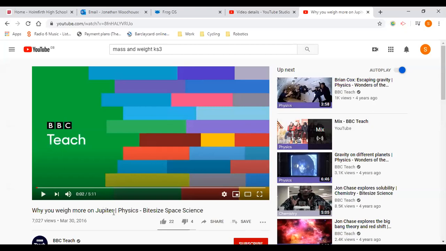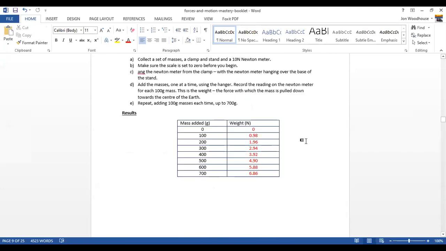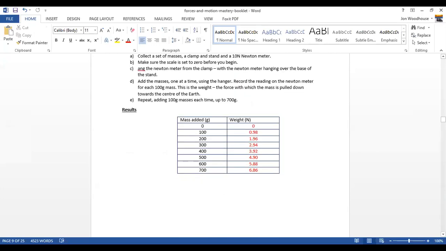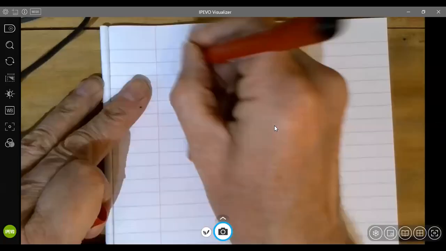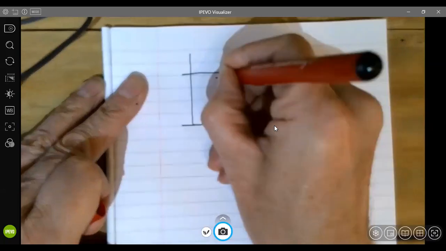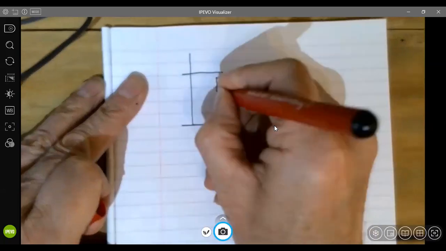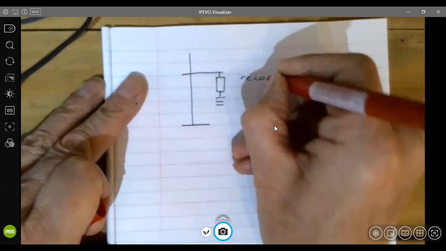So, moving on. What we're going to do in our experiment, or the experiment that we would have done in class, is we would take a spring, a Newton meter. We would suspend that Newton meter from a clamp. We would have suspended our Newton meter on here that measures force, and we would have suspended slotted masses from this, and we would have recorded the force.